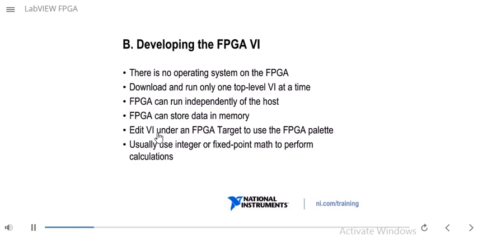When you create an FPGA VI under an FPGA target, if you go to the functions palette, it'll populate with an FPGA palette that is specific for FPGAs. Also, when you're developing an FPGA VI, you'll usually use integer or fixed point math to perform calculations. Starting in LabVIEW 2012, single precision floating point is also supported. We'll talk about this a bit more in Lesson 7, Signal Processing.